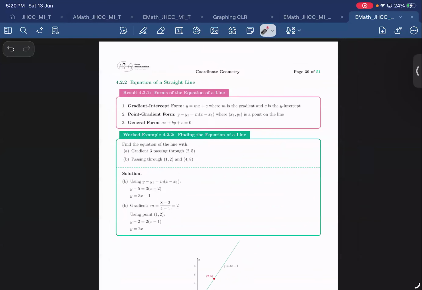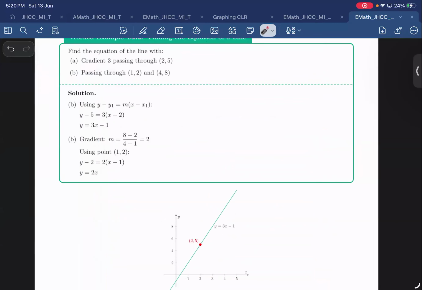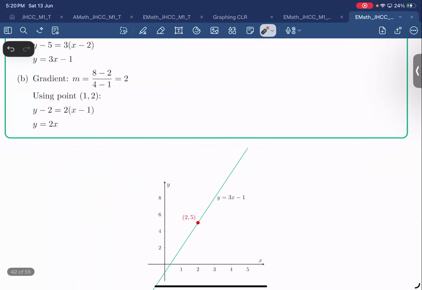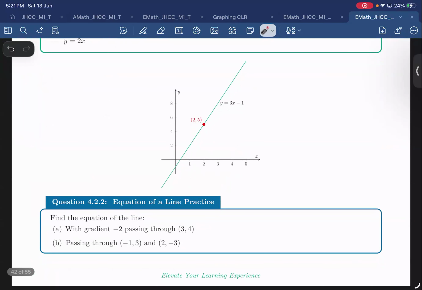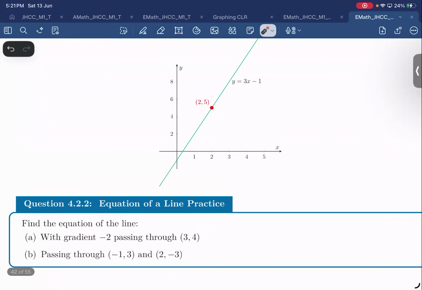And the graph looks like this. Any questions? I think this one is pretty straightforward. Later on, you can give this question a try. Take about 3 minutes for this.